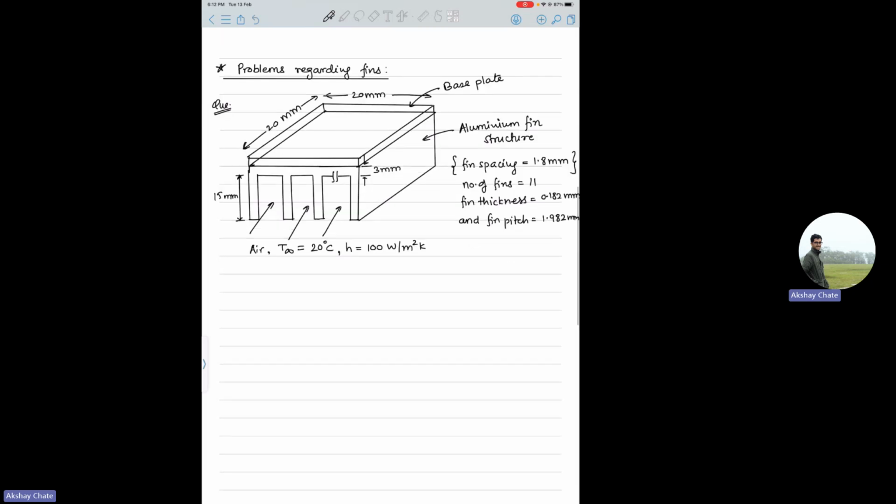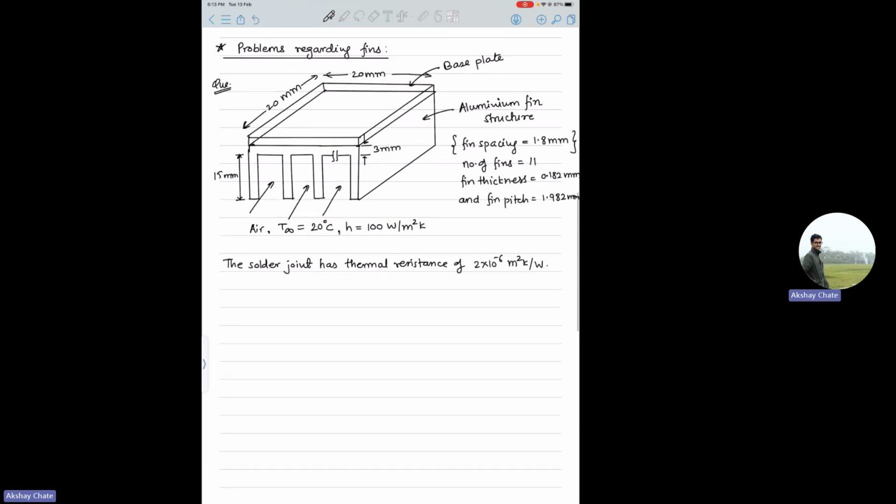And the solder joint between the base plate and the aluminum fin structure has thermal resistance of 2 into 10 to the power minus 6 meter square Kelvin per watt. Okay, and you need to find, it's a two-part question.